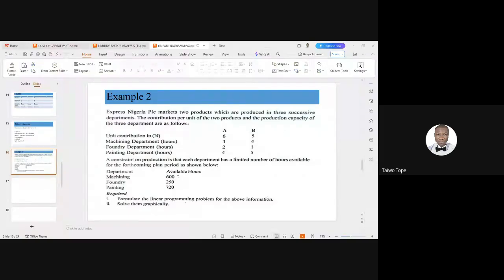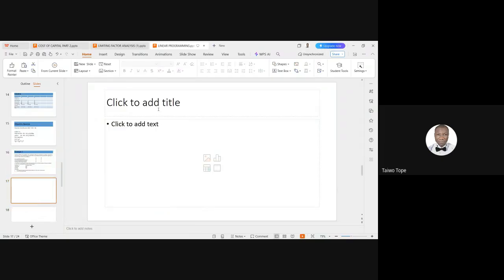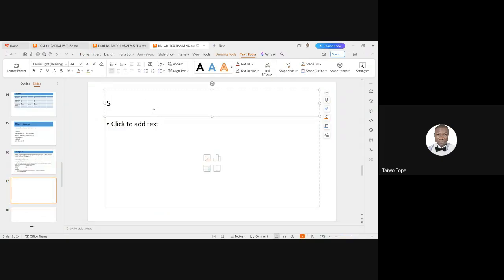So now let's show them on the screen how we're going to go about it. Once you formulate that, we need to go further by getting the value of the unknown. Then we represent the known values on the graph. So let's see how we can do this. So solution. Formulation.